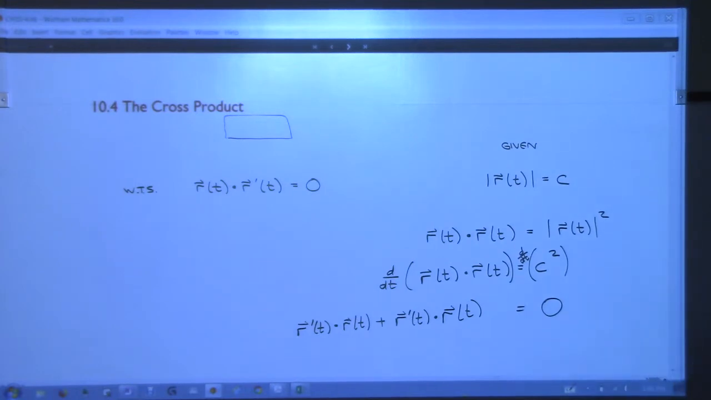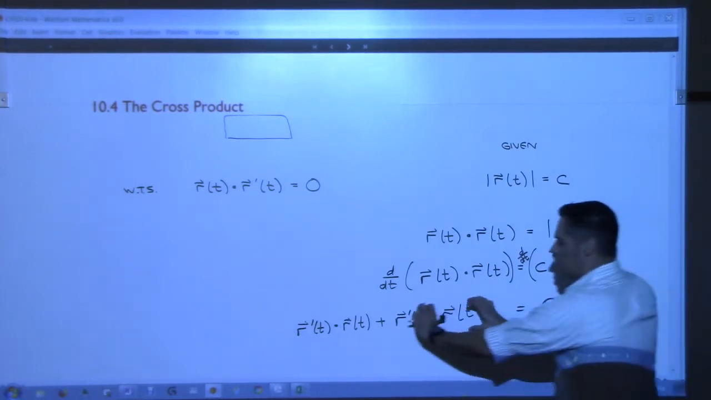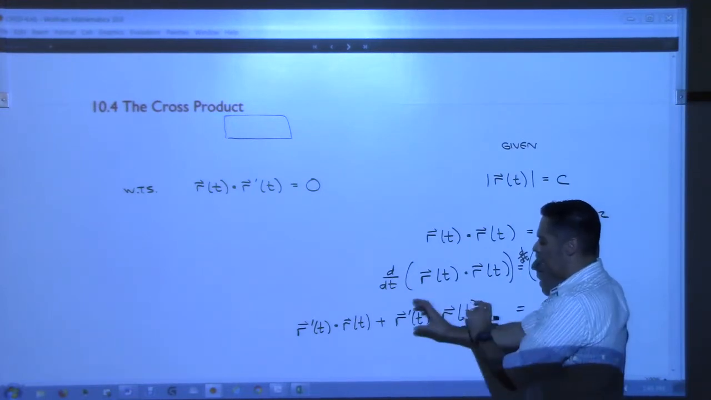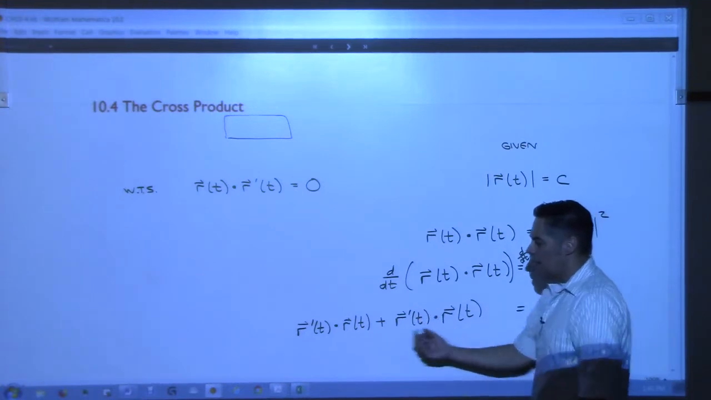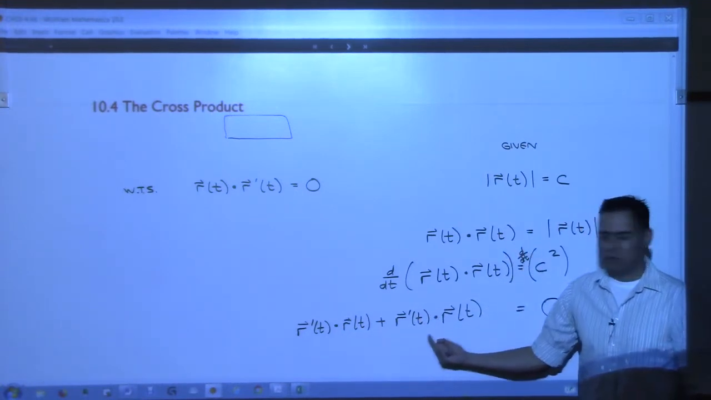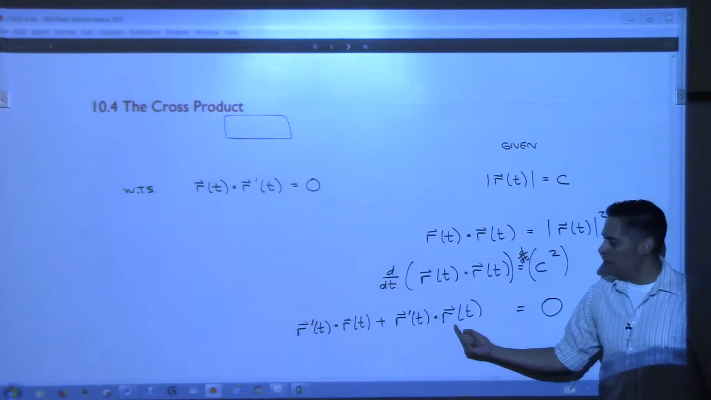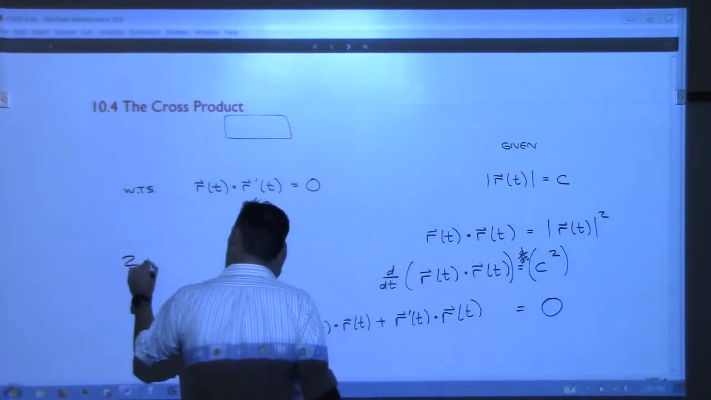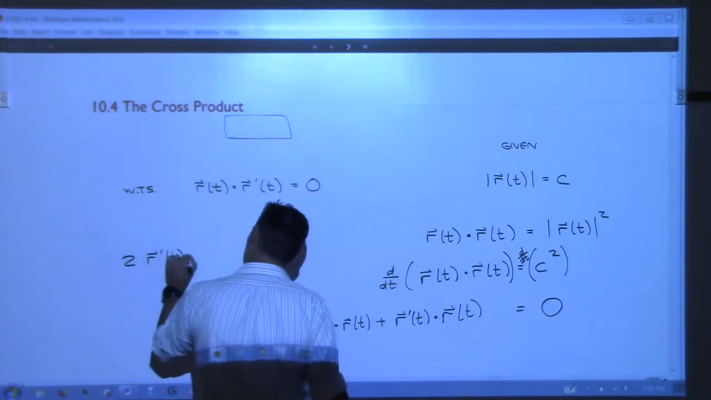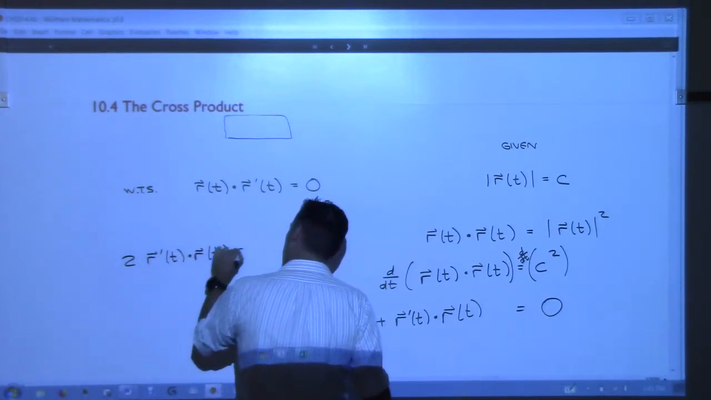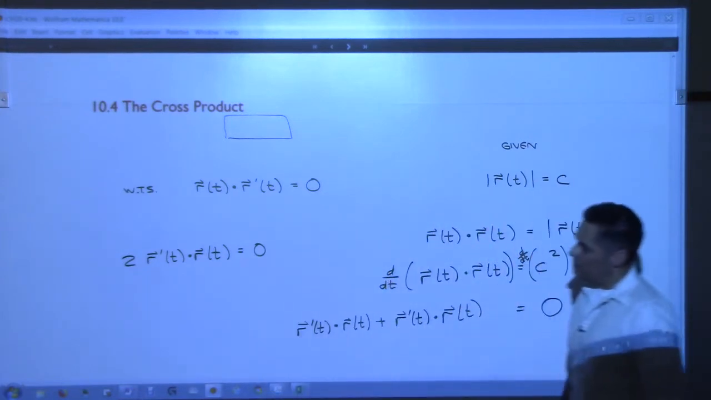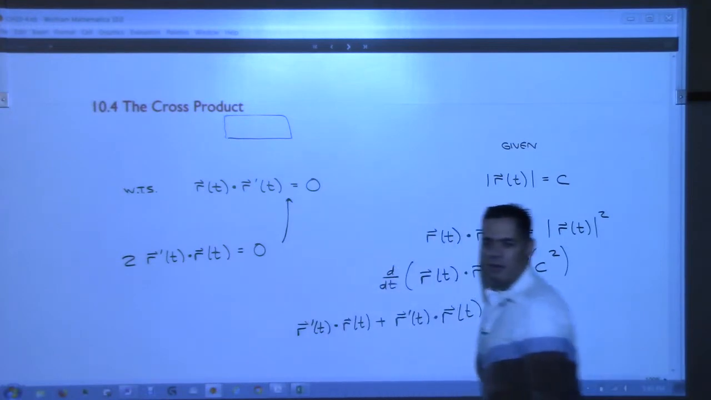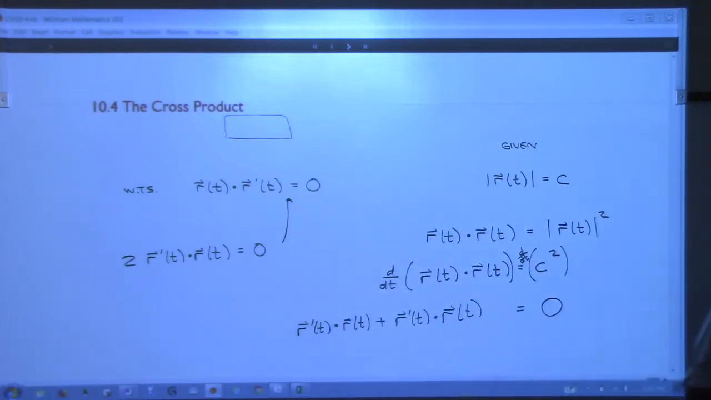Do y'all see that? And remember, with dot products you can switch the order, can't you? Well, I don't need to here, but it wouldn't matter if these were backwards because I can switch it back. Aren't these identical? So we have two of those. I'm saying that two of these r'(t) dotted with r(t) equals 0. And then last step, divide both sides by 2, and you're there. You've shown it.